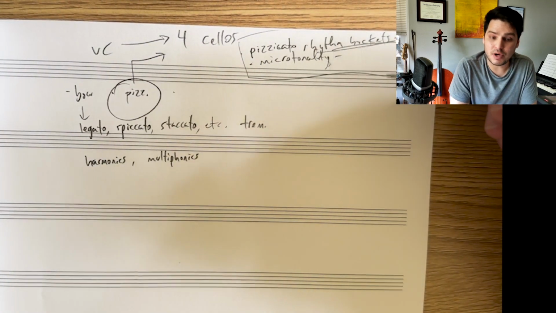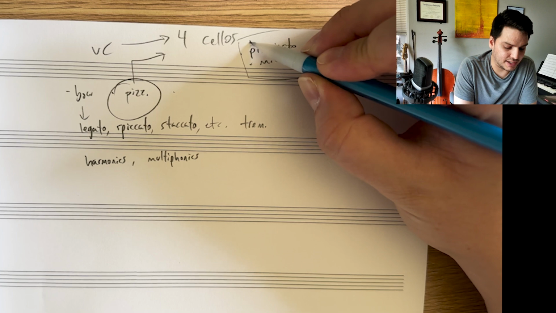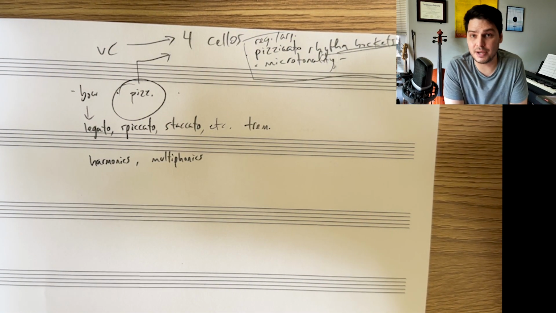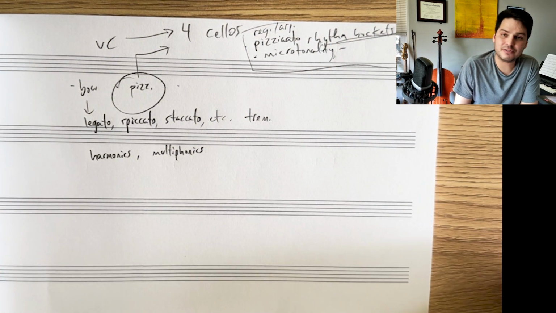Now, let's say that I want to use both regular pizzicato and arpeggiated. So I'm going to say regular and arpeggiated. And that's just the way that I would start out. And then when I actually want to write a texture, I'm going to focus on the rhythm first.